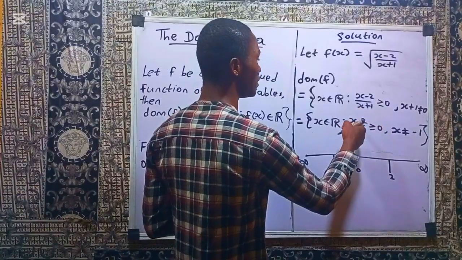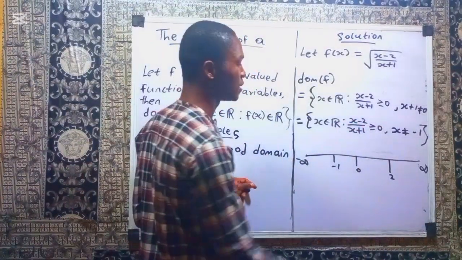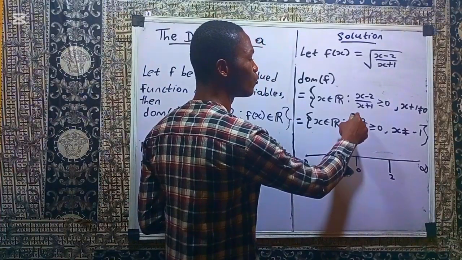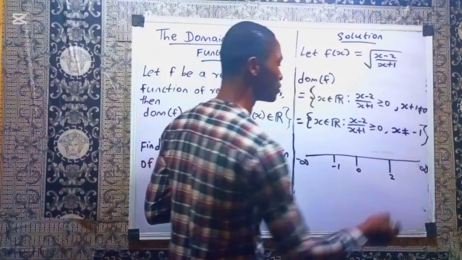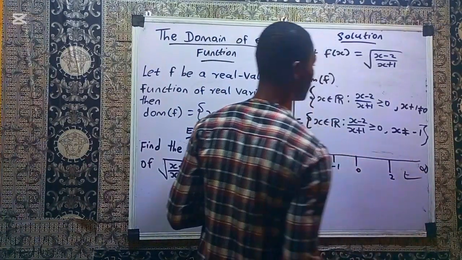Let me pick 3. If I put 3 here, 3 minus 2 will give me what? 1. And if I put 3 here, 3 plus 1 will give me what? 4. I will do 1 over 4. 1 over 4 is a number greater than 0, right? So this part, you tick it good. It's part of the domain, right?